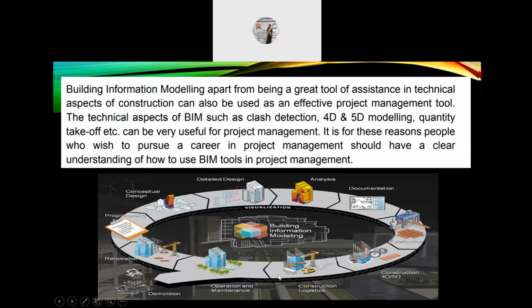So BIM encompasses the following subdivisions. The first one, documentation, fabrication, construction or in 4D or 5D, construction logistics, operation and maintenance, demolition, renovation, programming, conceptual design, detailed design, and analysis.